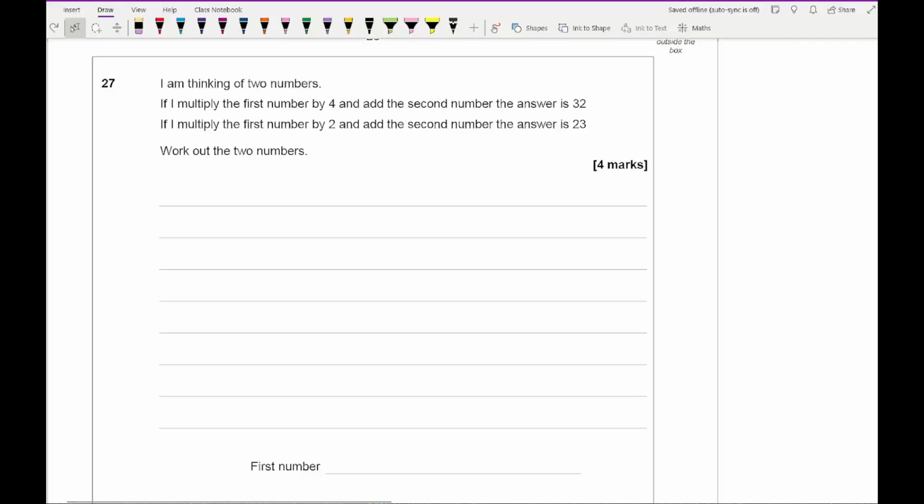Then moving on to our last question, it says, I'm thinking of two numbers. If I multiply the first number by 4 and add a second number, the answer is 32. If I multiply the first number by 2 and add the second number, the answer is 23. Work out the two numbers.